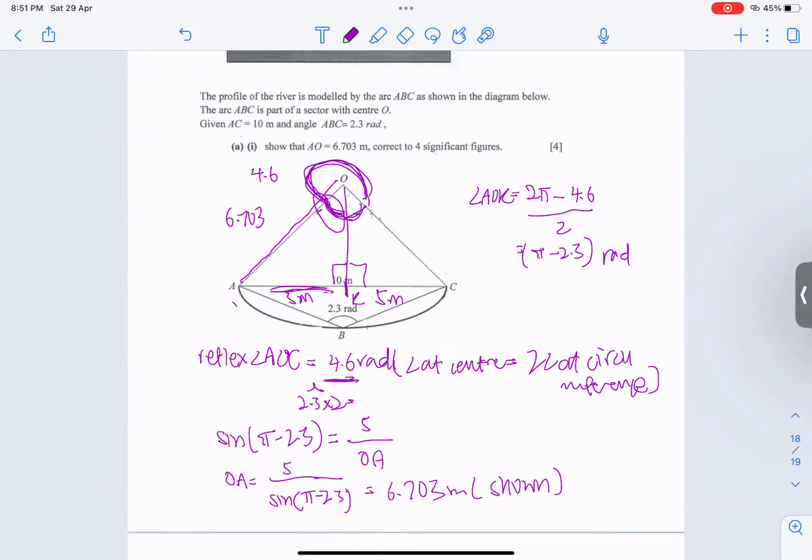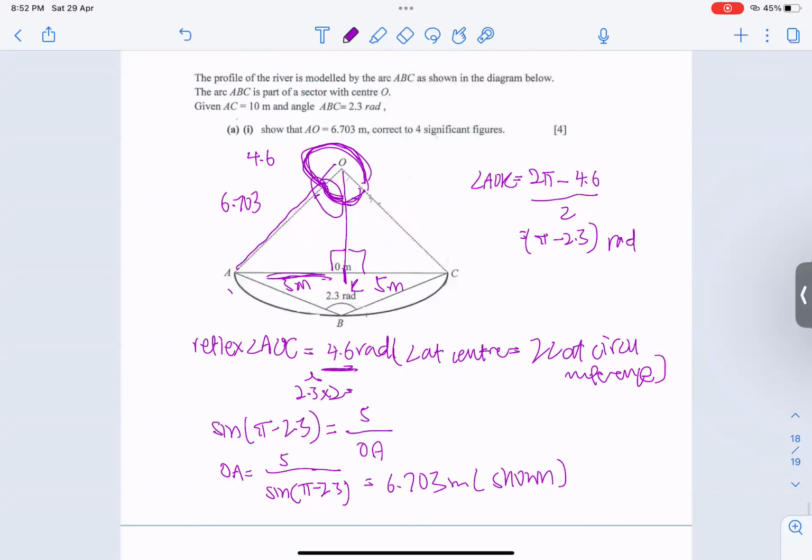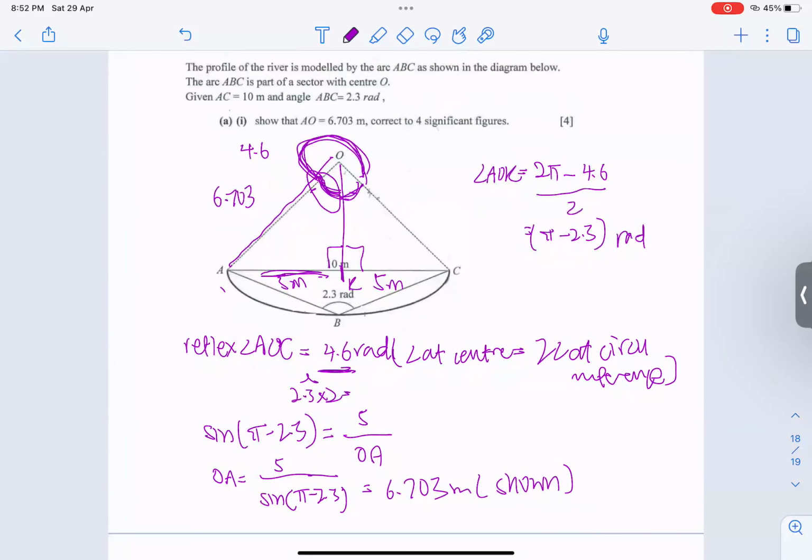So it's quite confusing, but how to start the question is: you know you are given these two values, 10 meters and 2.3 radians. With the 10 meters, you can't really find anything out. So you start with 2.3 radians. Then you see what property of the circle you can use to find any other angle. Because they only give you the center of the circle, it's probably angle at center equals 2 times angle at circumference. Then you can find this one.